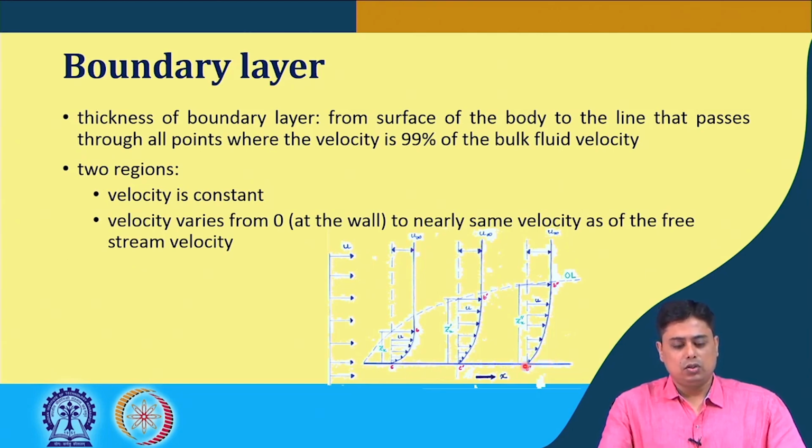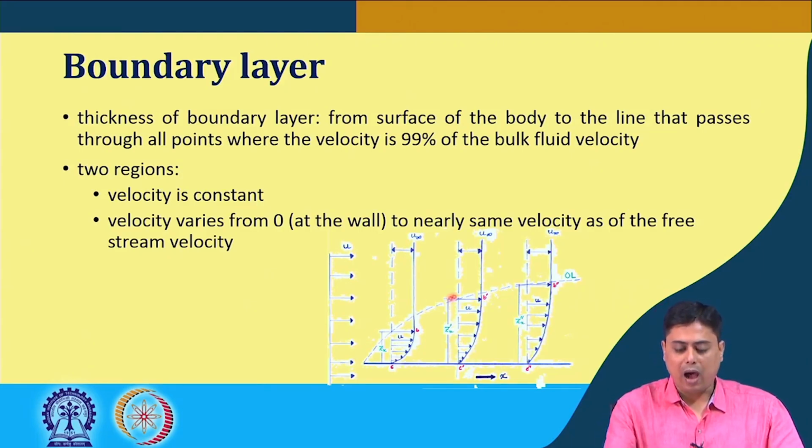Okay. So, this boundary layer divides this region in two segments where the velocity is constant, this is the outer region, and inside the boundary layer the velocity varies from 0 at the wall to nearly same velocity as of the free stream velocity or the bulk fluid velocity.